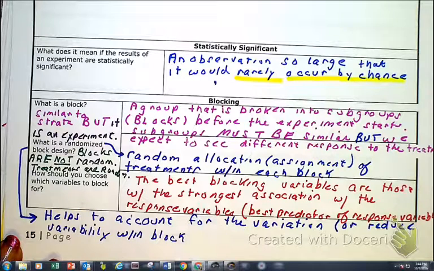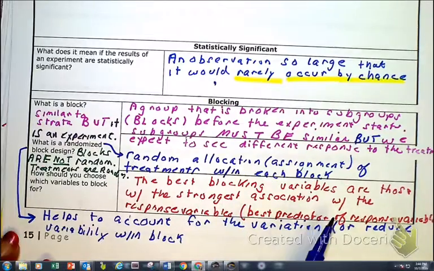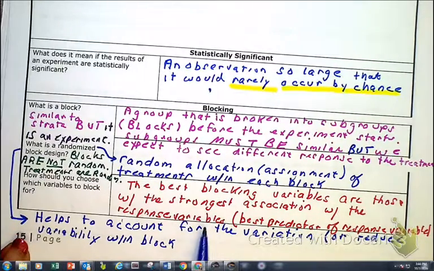I wouldn't have blocked on ethnicity. I wouldn't have blocked on religion. What is the point of that? I wouldn't have even blocked on whether they were just high school students, freshmen, sophomores, juniors, and seniors. I would have blocked on gender because here they have the best variable, the strongest association for what I am looking for to best predict the response that I'm looking for, which is the actual weight loss.